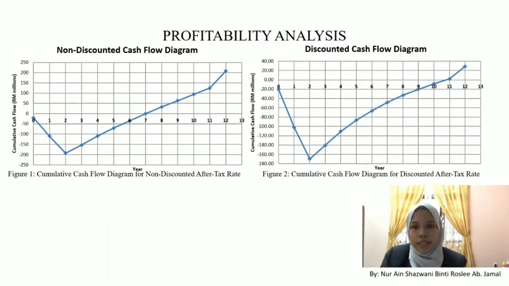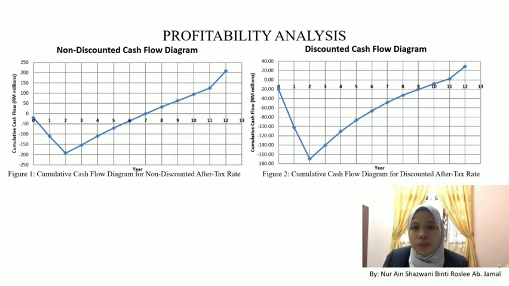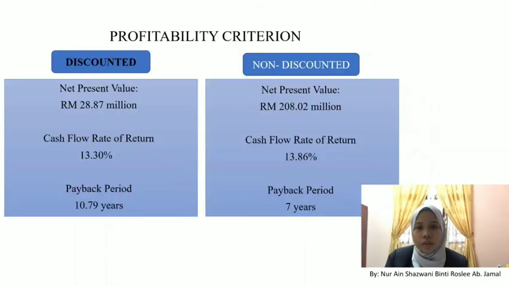Profitability analysis is a technique to assess the profitability of the project that involves both capital cost expenditure and yearly operating costs. The graph shows the non-discounted and discounted cash flow diagram. For the discounted cash flow, the net present value is 28.87 million ringgit Malaysia, while the cash flow rate of return is 13.3% and the payback period is 10.79 years.